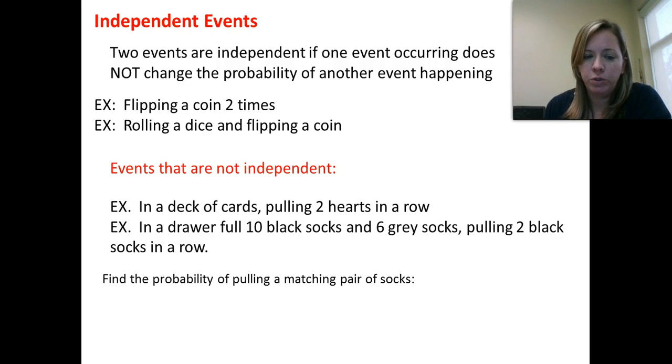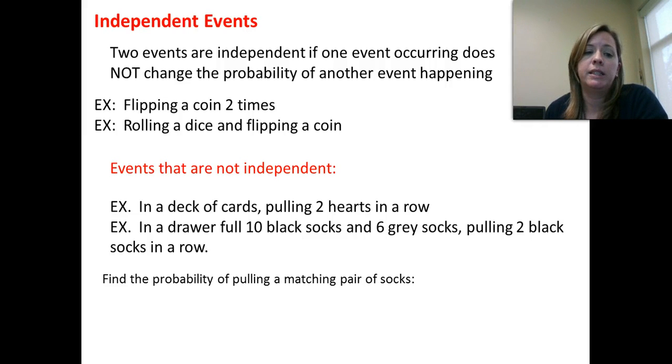Some people like to use the word dependent for the other kind of events, but I don't think that dependent is the best language. I prefer just not independent. So here's an example. If you're familiar with playing cards, cards have different suits and different colors. So the suits are hearts, diamonds, spades, and clubs. The probability of pulling 2 hearts in a row from the deck, those are not independent events because once I've pulled the first heart, now there's fewer hearts left in the deck, so the total number of outcomes has now changed, and so the probability would change.